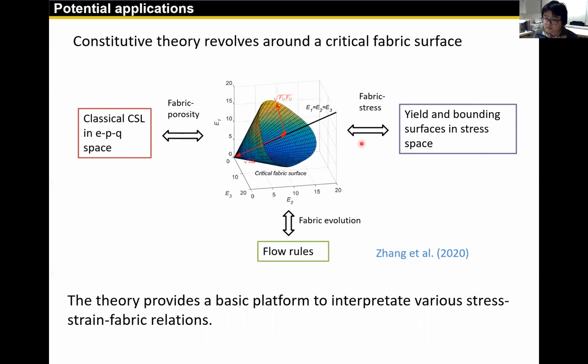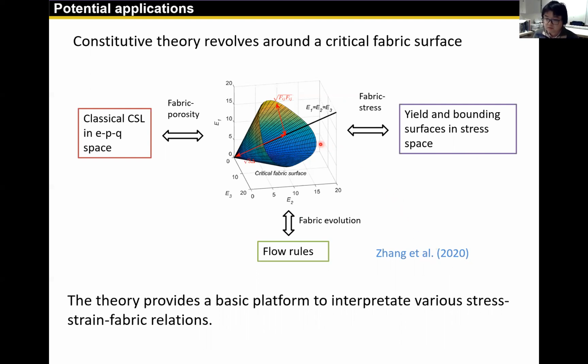Now we obtain a unique critical fabric surface. But how do we use this surface? What is the potential application of this surface? In our 2020 paper, we proposed a critical fabric theory that considered the soil fabric as the single critical state variable, while all other variables, such as the void ratio, the mean effective stress, and the deviatoric stress Q, attain the critical states as a result of the fabric tensor reaching the critical fabric surface.